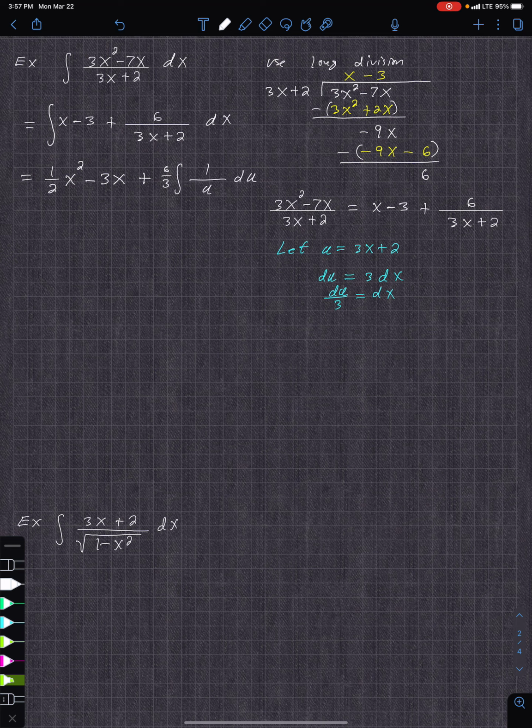And now do you recognize that? That is natural log, right? Okay, it's equal to 1/2 x squared minus 3x plus, that's just 2 ln, and it's absolute value of u, but u is 3x plus 2. And so it's all that plus my arbitrary constant c.